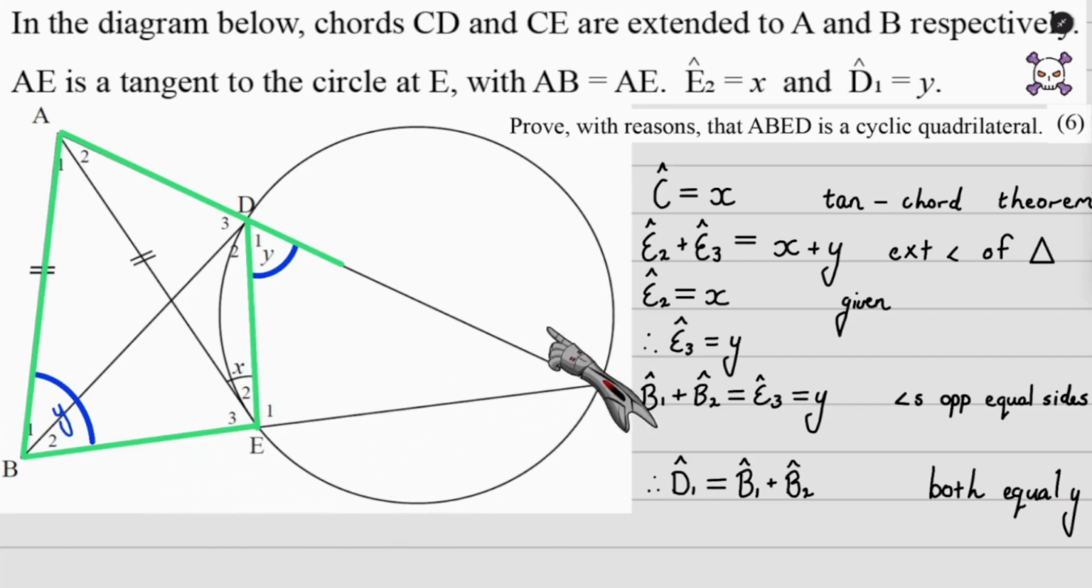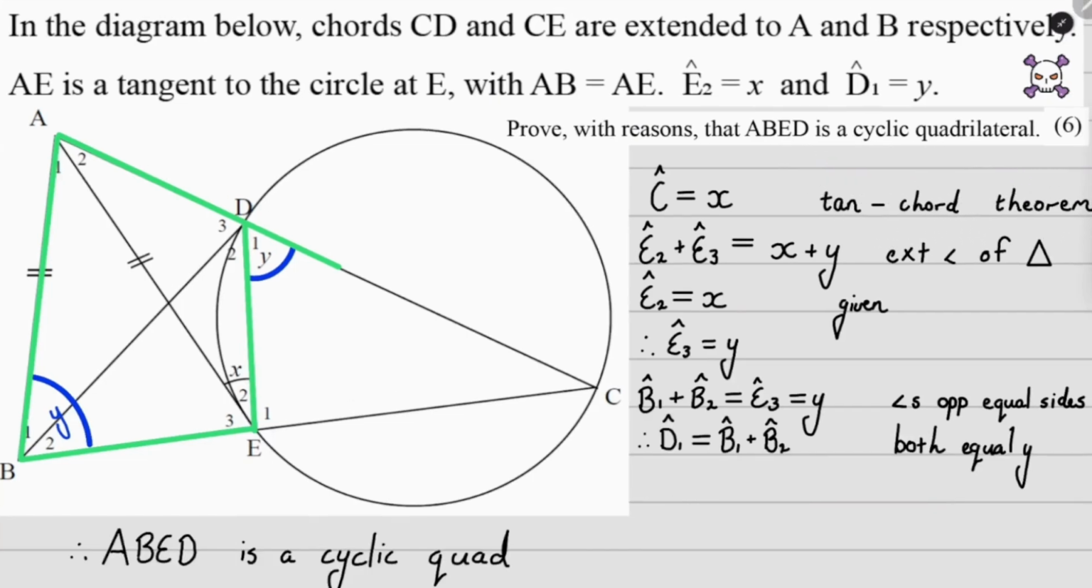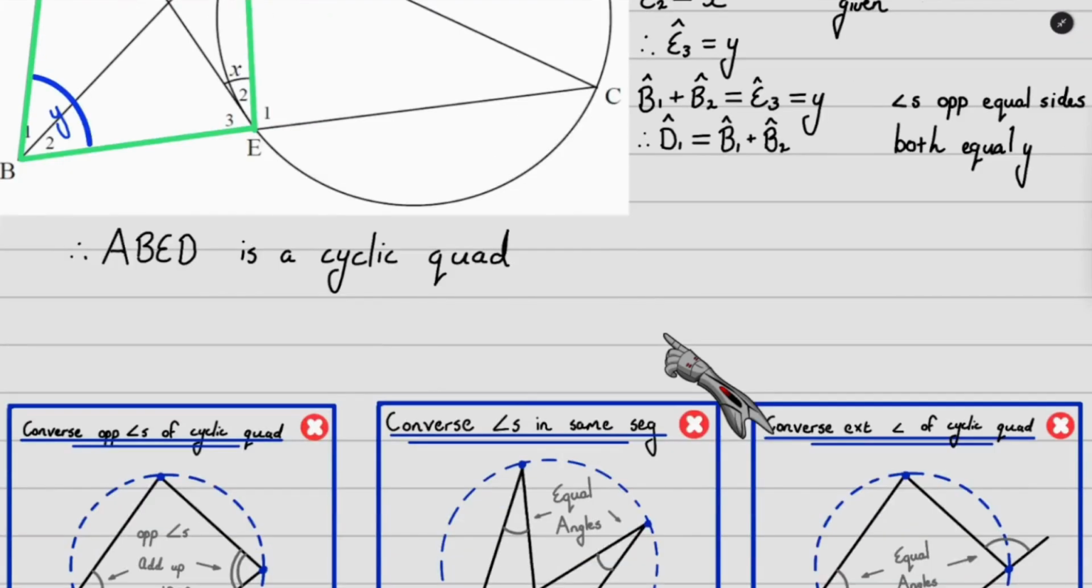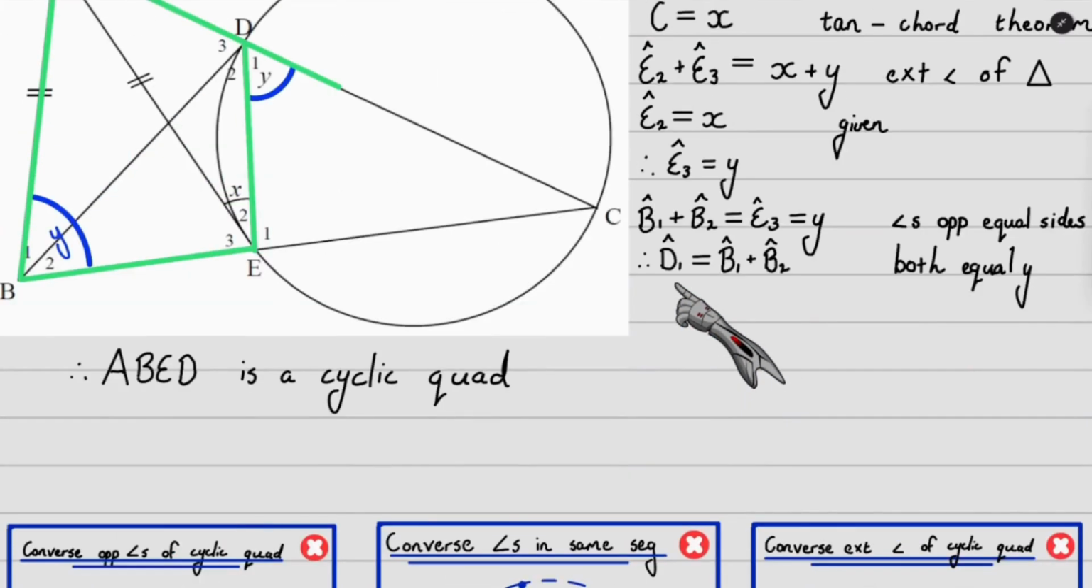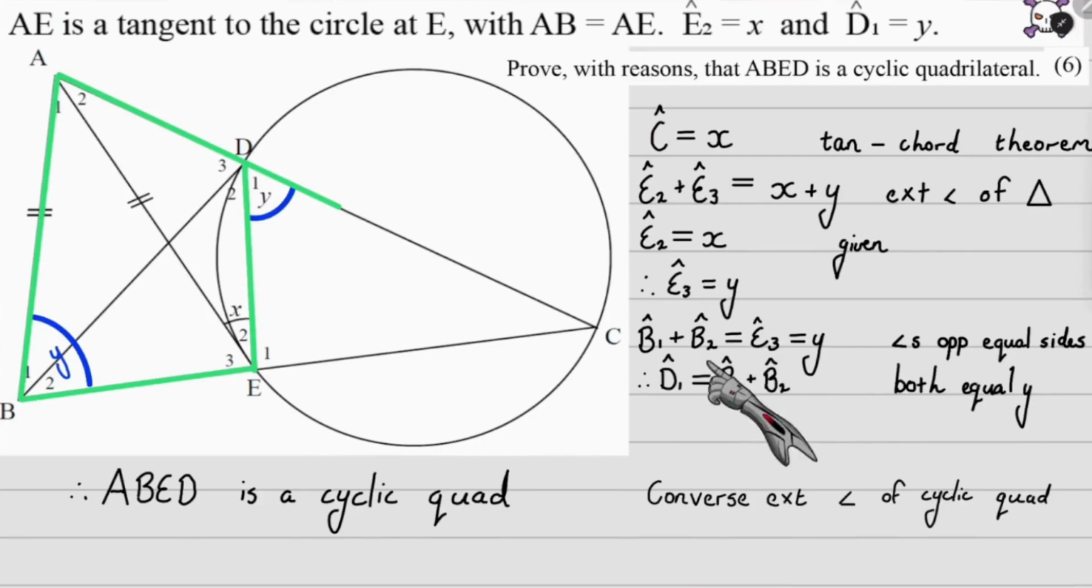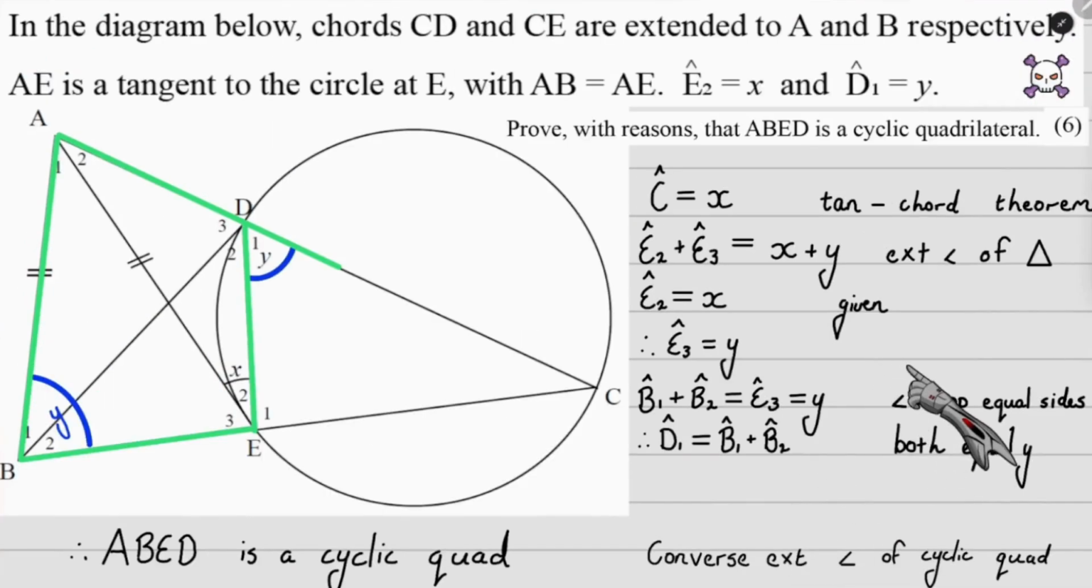And now we can copy paste this. ABED is a cyclic quad. And after we state that, we went down this avenue to prove it: that the exterior angle is equal to the opposite interior angle. So we're going to slap this down as our reason, exterior angle of cyclic quad. And then we've officially waxed this question, my bro.